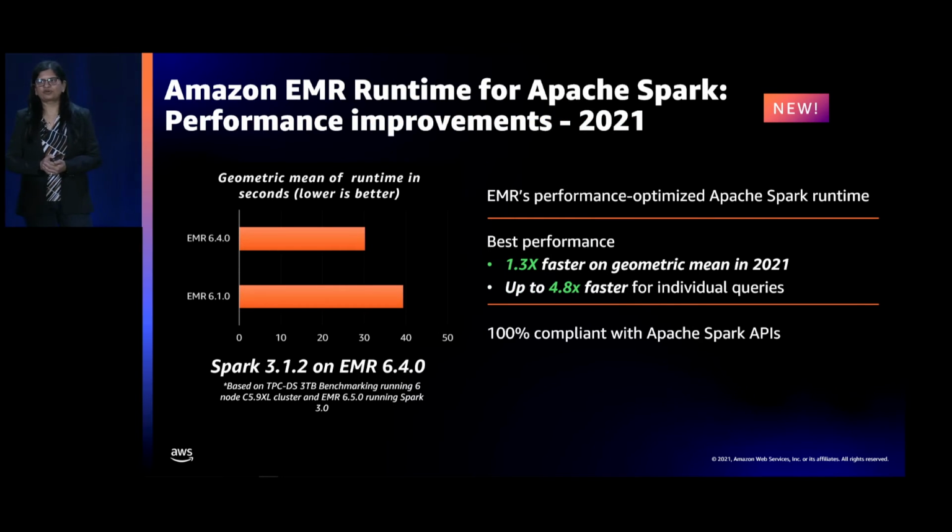As I mentioned, we also performed the benchmark against the previous release. Here I'm comparing EMR 6.1.0 with 6.4.0. What we observed is 1.3x faster between these two versions on the geometric mean in 2021, and up to 4.8 times faster on the individual queries themselves. So the point here is that every year we make these enhancements and run these benchmarks to improve the performance of running Spark on Amazon EMR.